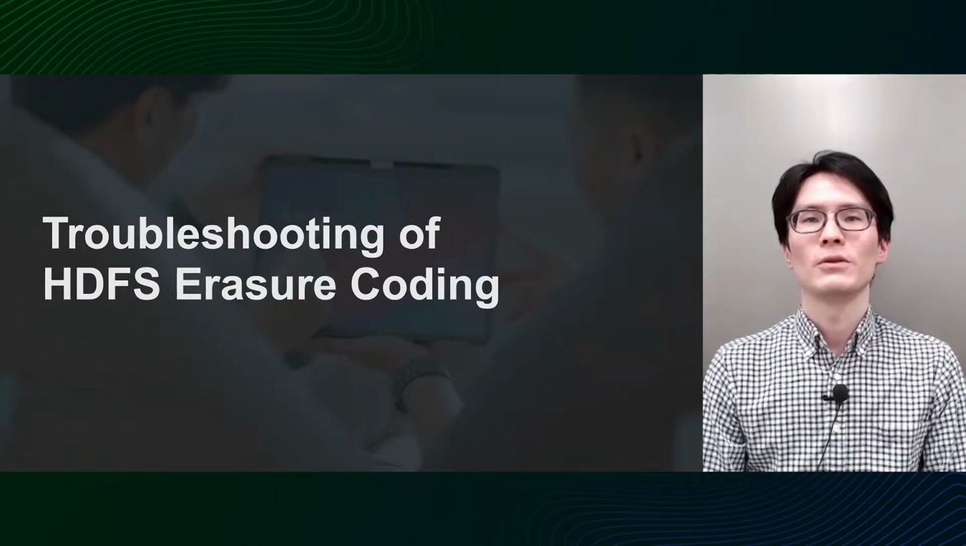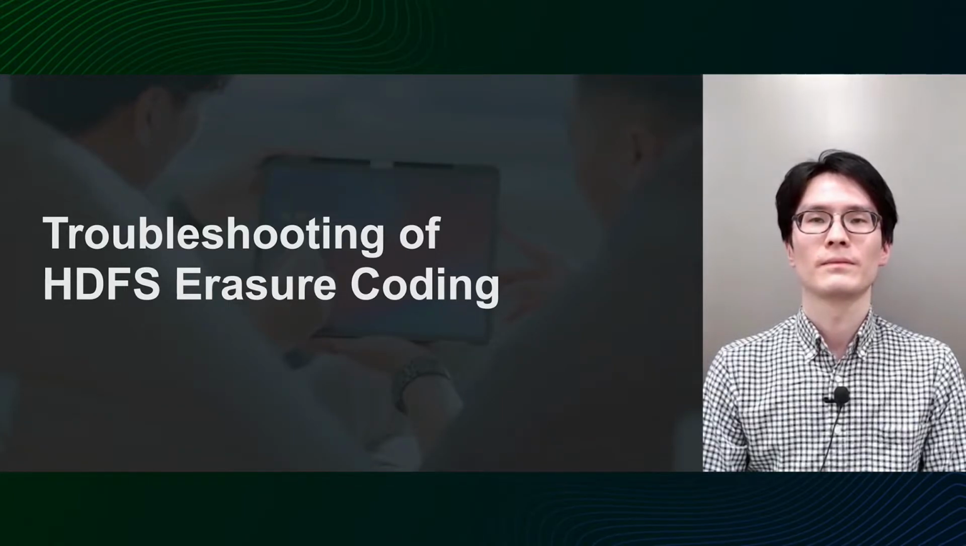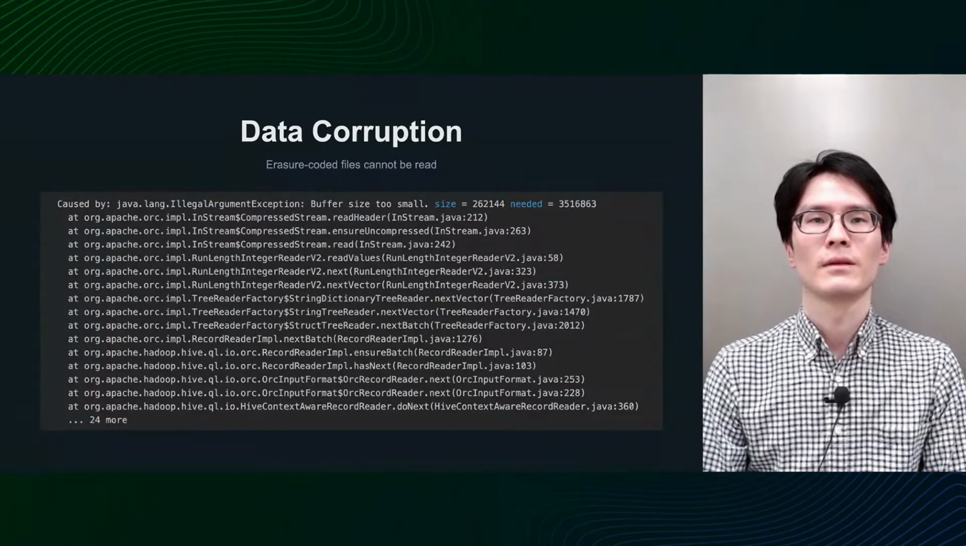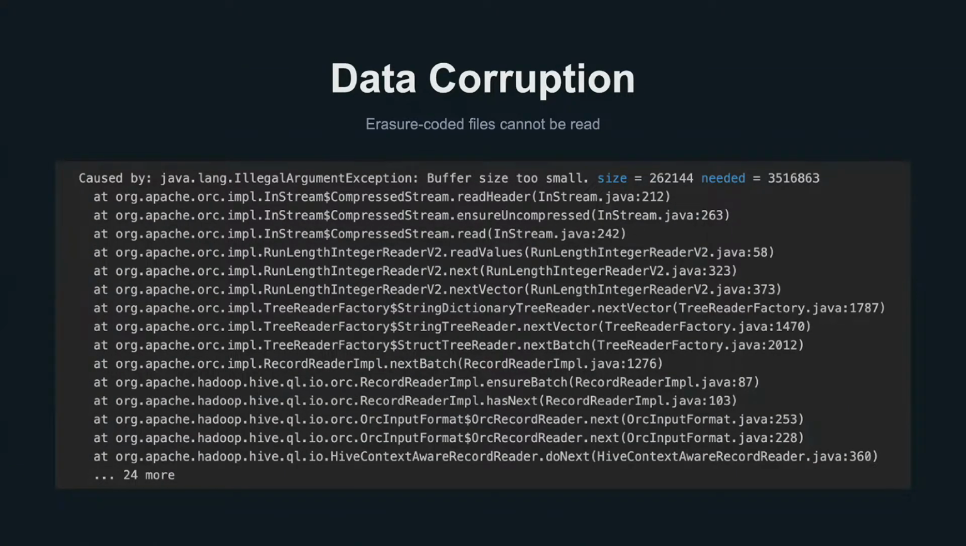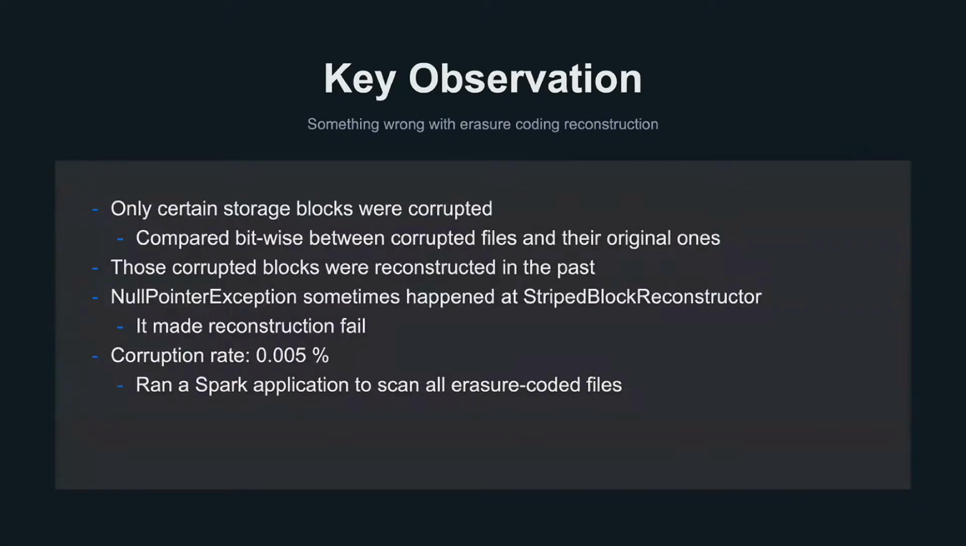Now I would like to move on to the issue of data corruption and how it was solved at the end of last year. The reason we knew about this problem was because of a report from a user. This error occurred when the user tried to read an ORC file that had been erasure coded from Hive. Since we could not determine from this error alone whether it was a problem with Hive or ORC or a problem with erasure coding, we decided to thoroughly examine all erasure-coded files.